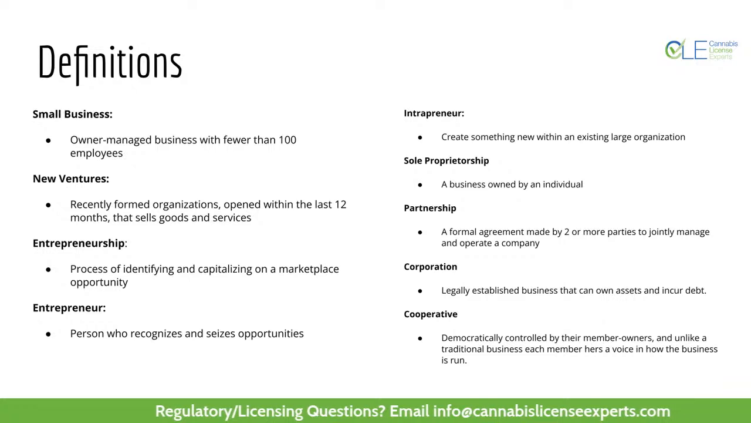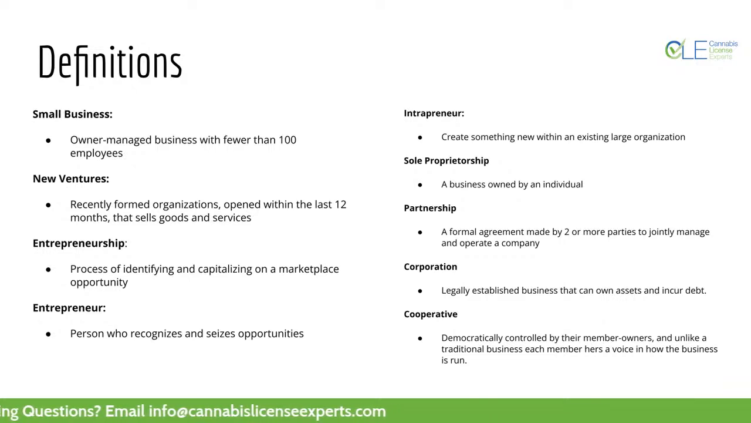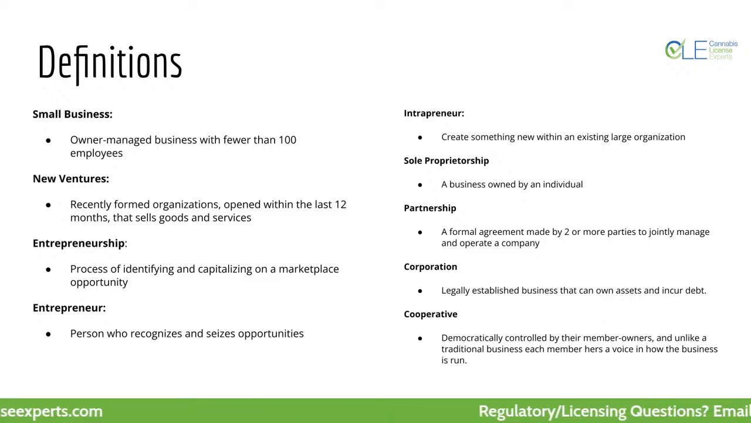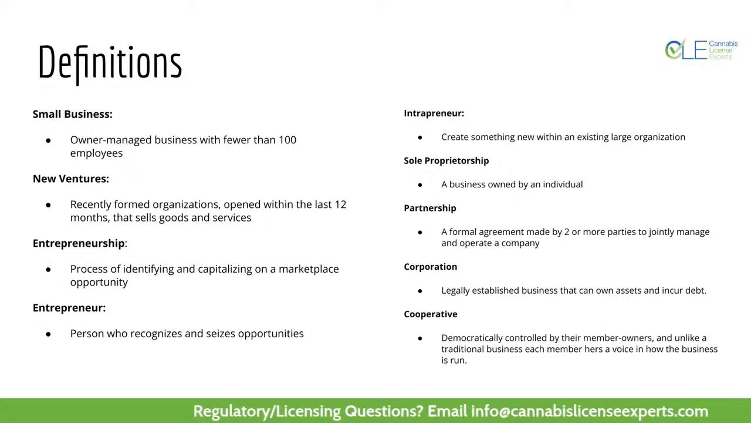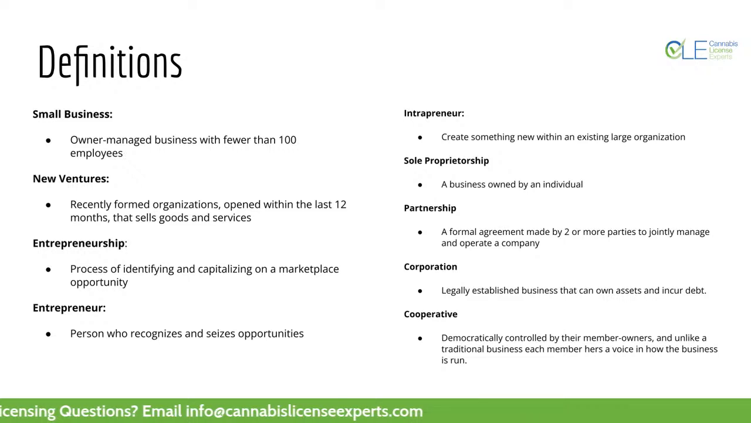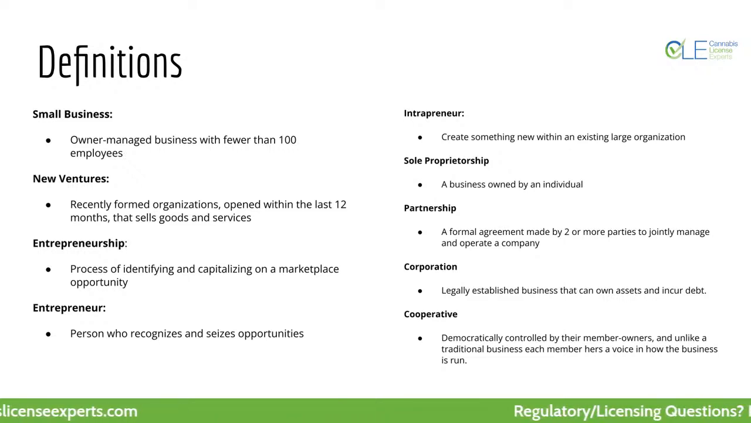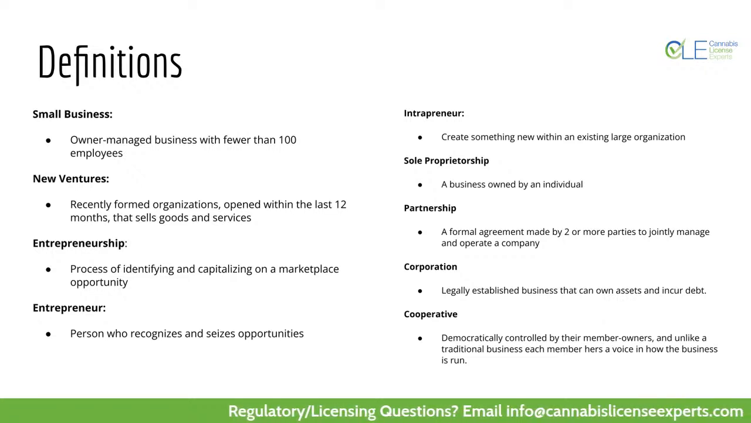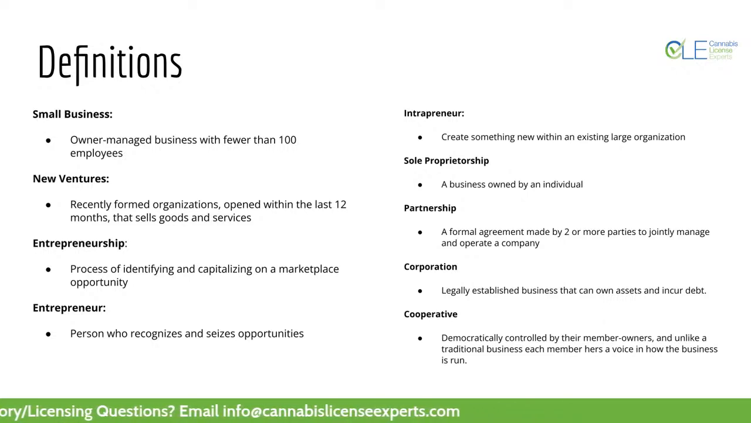A sole proprietorship is a business owned by an individual. A partnership is a formal agreement made by two or more parties to jointly manage and operate a company. A corporation is a legally established business that can own assets and incur debts. And a cooperative is democratically controlled by its member owners. Unlike a traditional business, each member has his or her voice in how the business is run.